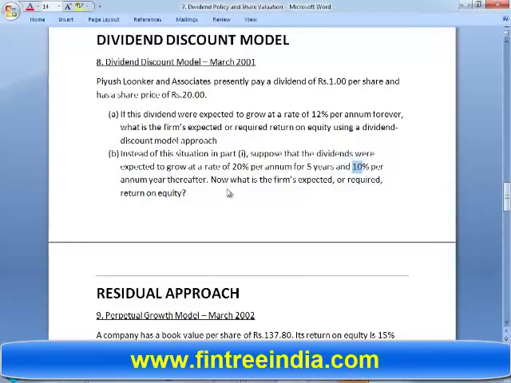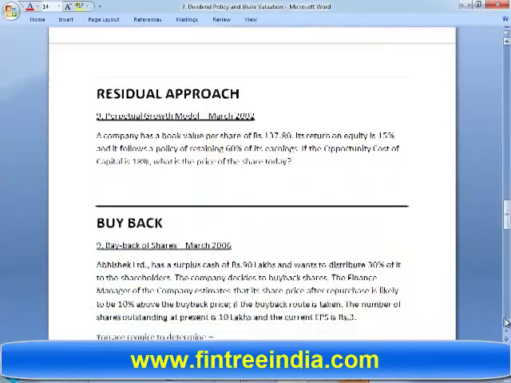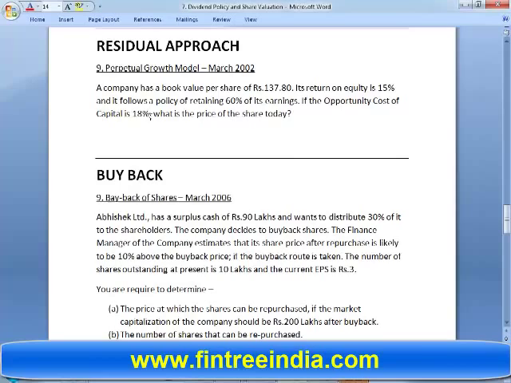Okay, so next question. Question number 9 should be easy. Though it's called residual, it's same as dividend discount. Slightly different formulas to be used. Company's got book value per share of 137.80. Return on equity is 15%. It follows the policy of retaining 60%. Opportunity cost of capital is 18%. What is the price per share today? How can you solve this?